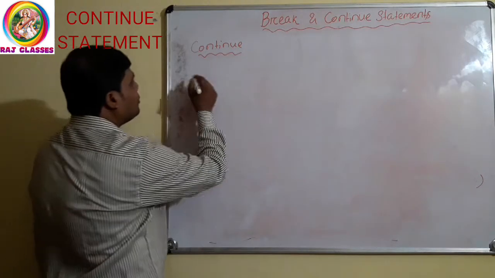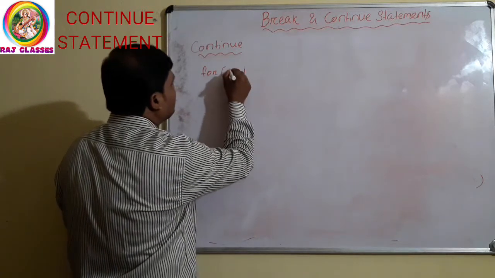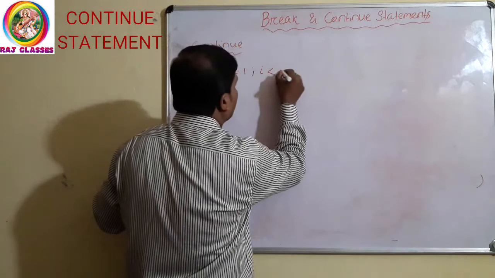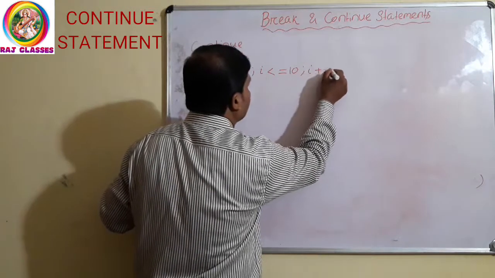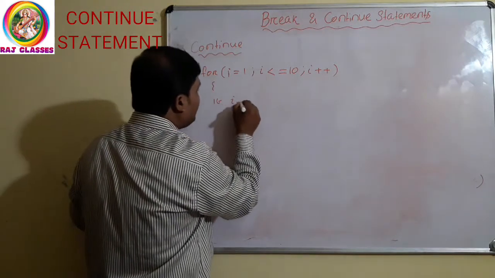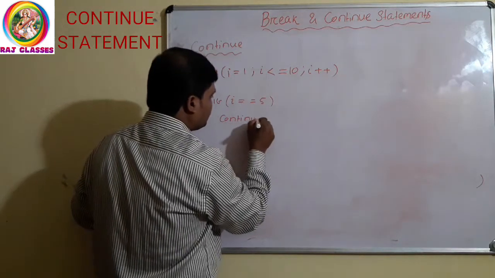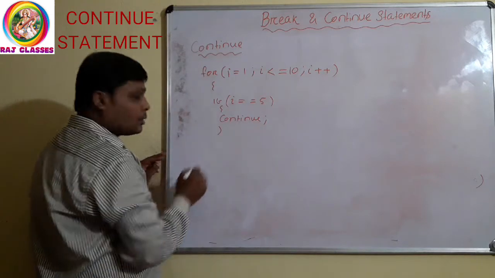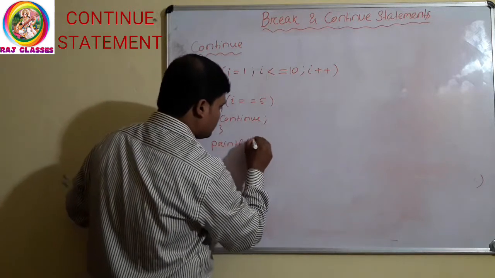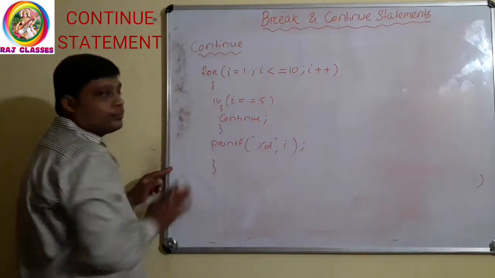Let us see the same example for I equal to 1, I less than or equal to 10, then I plus plus. Clear? Then if I equal to 5, then continue. Then printf "%d", I. Then this is the end of the for loop.